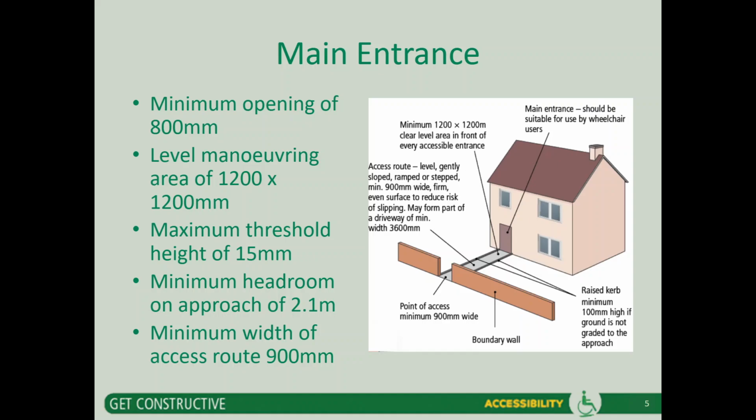And please notice, these are minimums. So 2.1 meters is a minimum, 900 is a minimum, 800 is a minimum. The only maximum you will ever have when you're talking about accessibility realistically is going to be that threshold height.